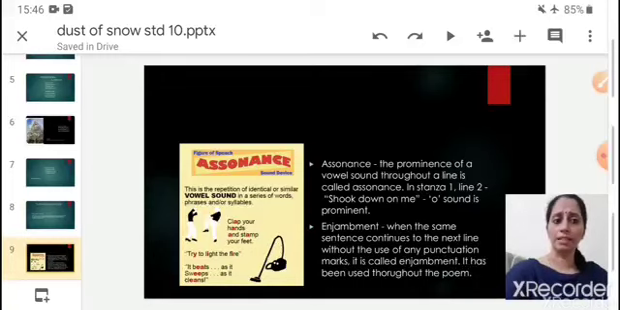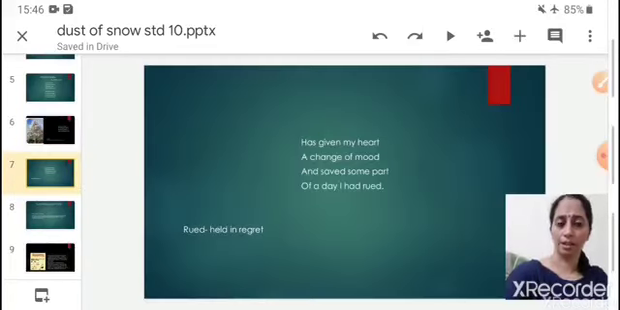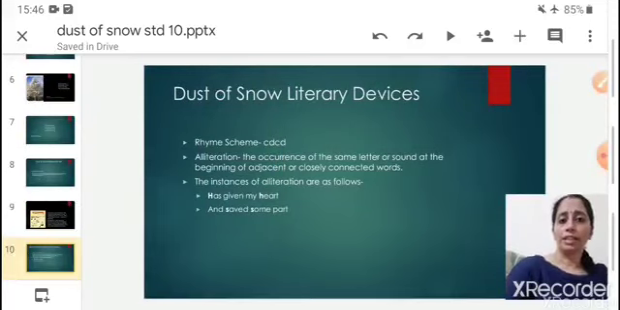When the same sentence continues to the next line without the use of any punctuation marks, it is called enjambment. If you see the entire poem beginning from here, there are no punctuation marks used over here as well. But yes, there is one used over here after rude. So, it's an enjambment. I've already discussed the rhyme scheme of the second stanza, that is CD, CD.